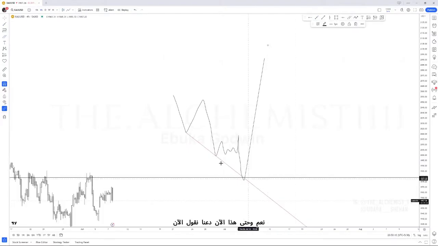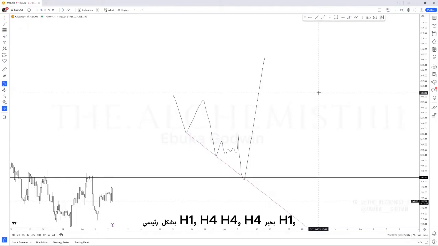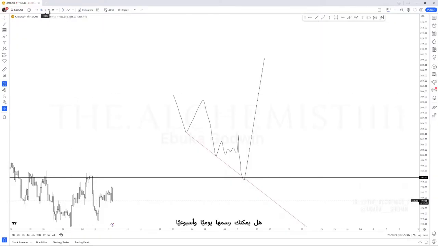We will be using trend lines a lot on H4 and H1, mainly. You could draw them on daily, weekly, and even monthly. But the thing is, I'll have to be honest with you, these daily, weekly, and monthly trend lines are a little bit hard to trade until you master these trend lines.